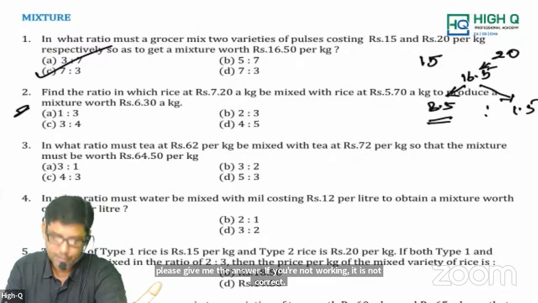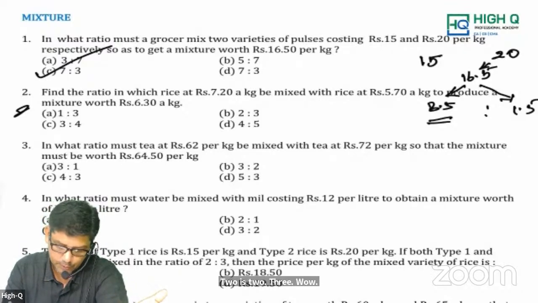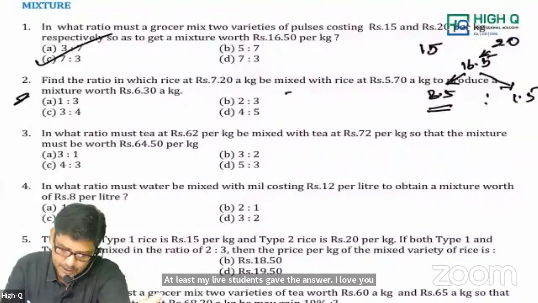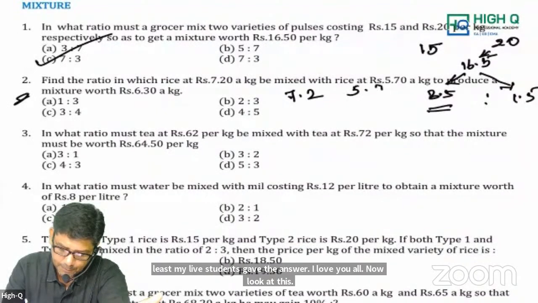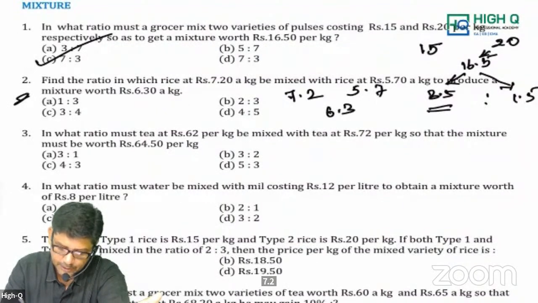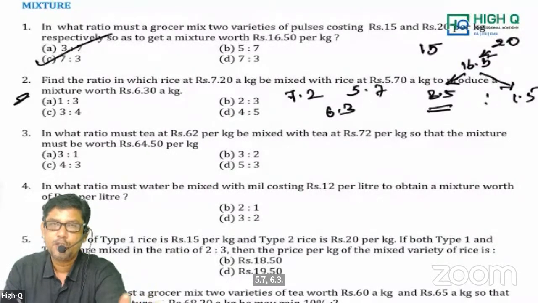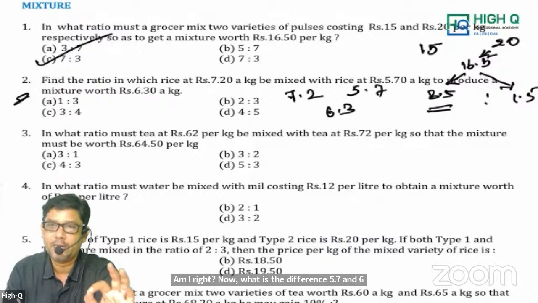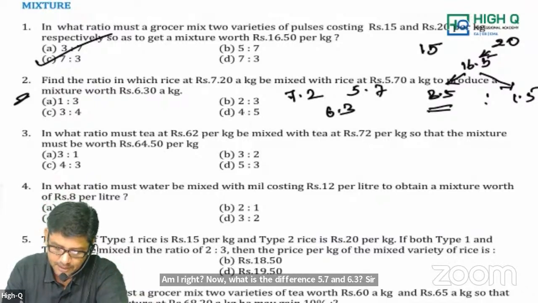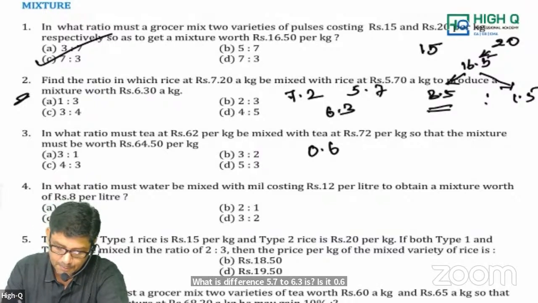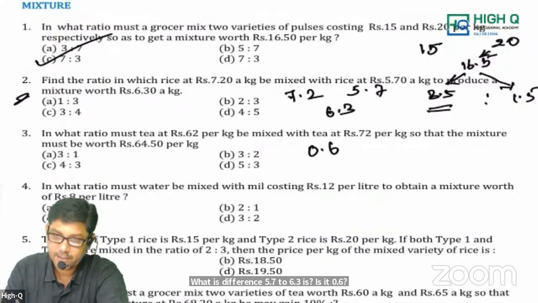At least my live students gave the answer. I love you all. Now look at this. 7.2, 5.7, 6.3. Now, what is the difference between 5.7 and 6.3? No, you have to find the difference. Is it 0.6? And 7.2 minus 6.3 is 0.9. So 2 is to 3 is the answer.